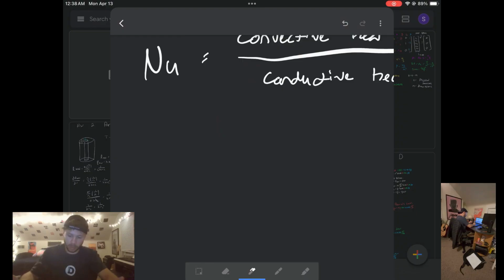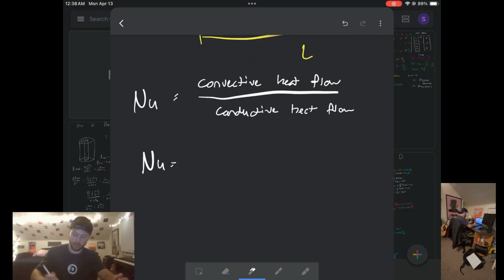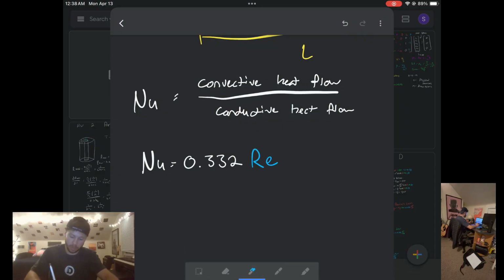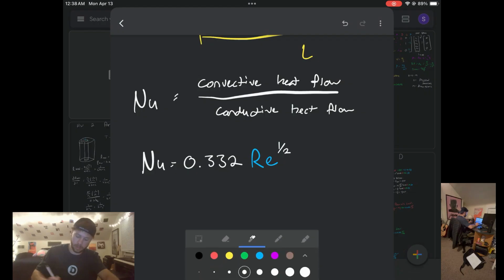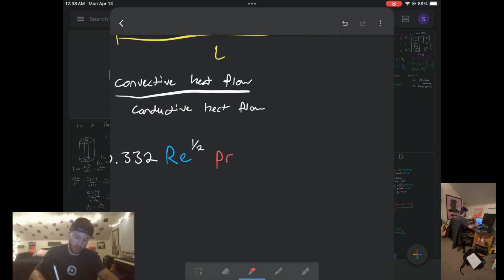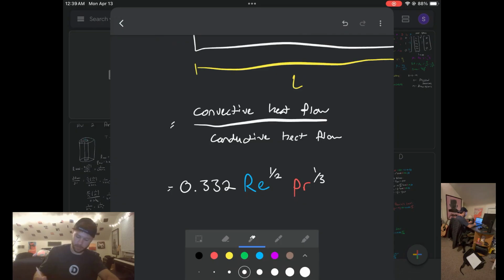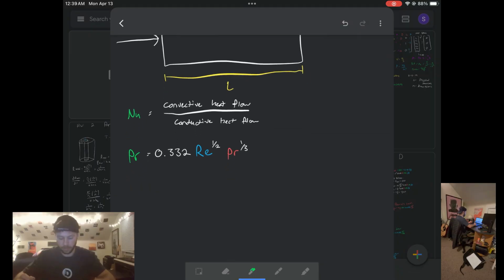So we know the formula for our Nusselt number here is equal to 0.332, a value found experimentally, times our Reynolds number to the half power, multiplied by our Prandtl number to the 1/3 power.